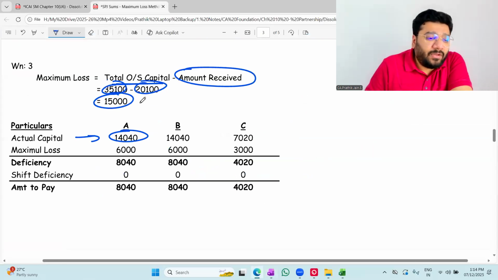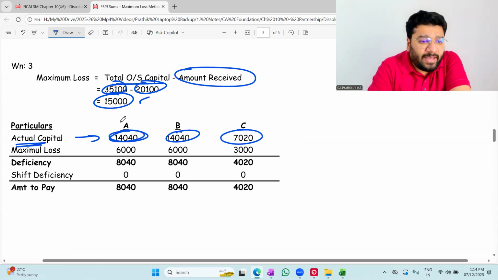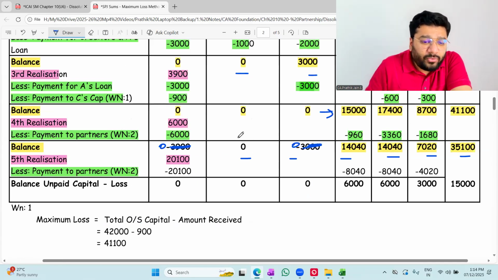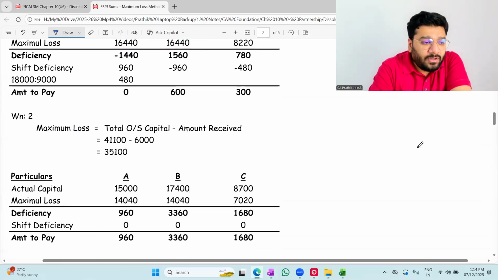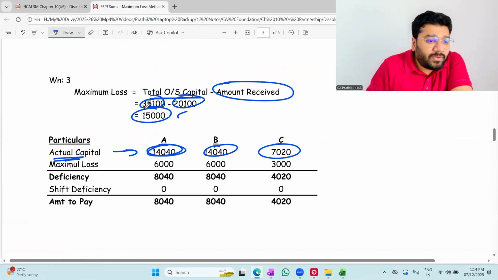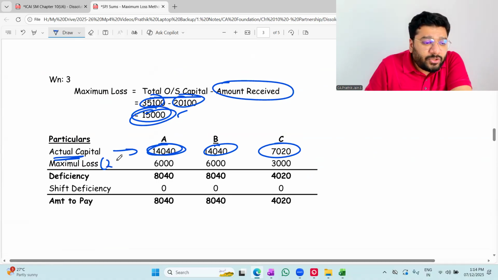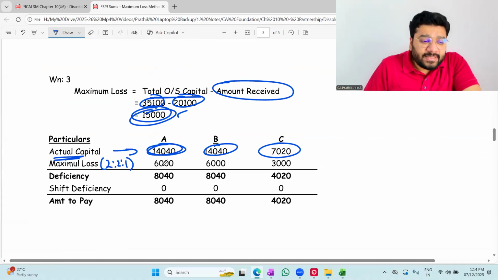So maximum loss 15,000. Now actual capital 14,040, 14,040, 7,020. Where is this coming from? The balance is already given here. You calculated 14,040, 14,040, 7,020. From that, adjust the maximum loss. How much is maximum loss? 15,000 is maximum loss. Split it in the ratio of 2 is to 2 is to 1. You'll get 6,000 loss, 6,000 loss, 3,000 loss.